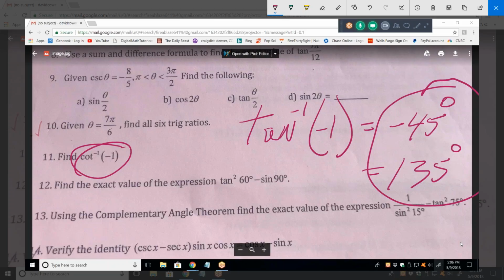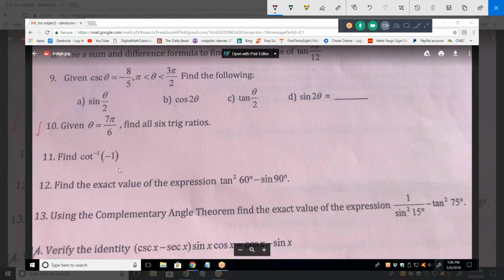Okay? So let's go on. But that is the case with all inverse trig functions. They only give one quadrant. For positive angles, it's the first quadrant. For negative angles, it's either the fourth if you're talking sine or tangent, or it's the second if you're talking cosine. If you do an inverse cosine of a negative number, you're going to get the second quadrant only. They're not going to give you the third quadrant answer also.